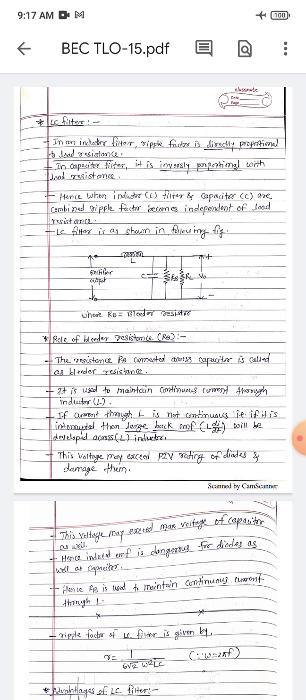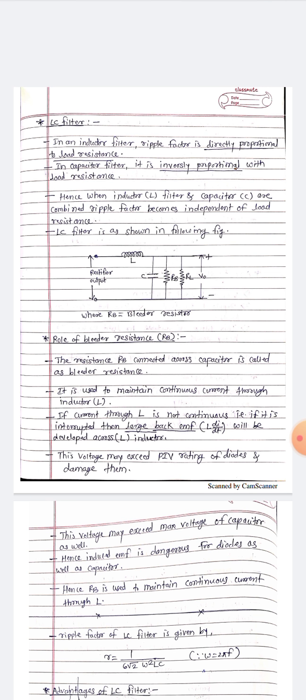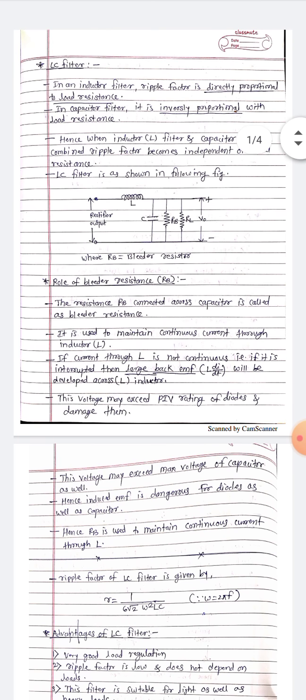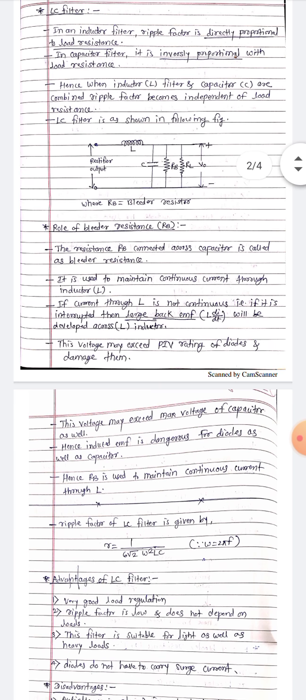The RB resistor is connected across the capacitor and is called a bleeder resistor. It is used to maintain the continuous current flowing through the inductor L. If the current through L is not continuous, that is if it is interrupted, then a large back EMF will develop across the inductor L. This voltage may exceed the PIV rating of the diode and damage it. To protect against this, we have used the bleeder resistor RB. Then the load resistor is used to take the load voltage and load current readings.